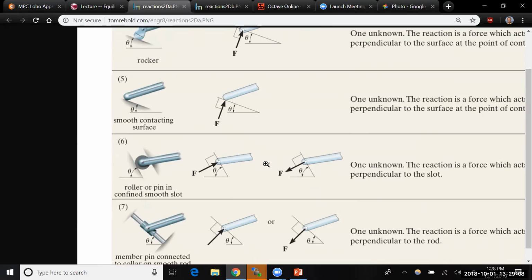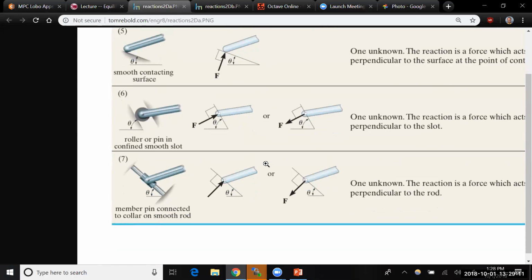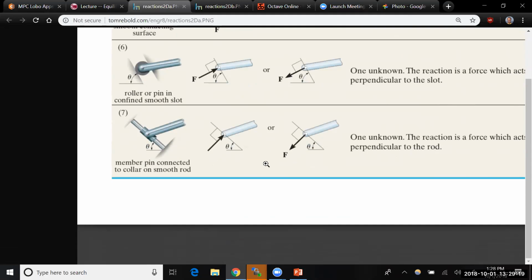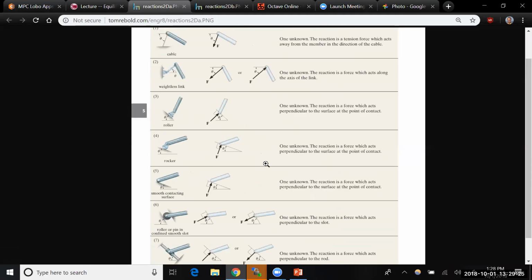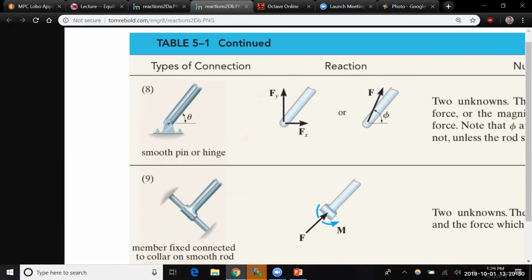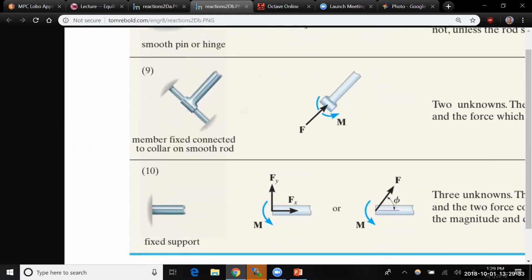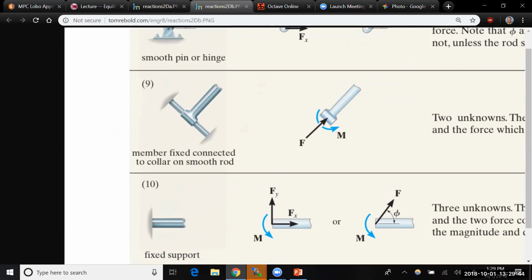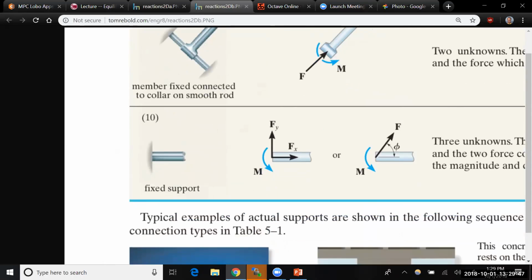There's again a smooth surface, you're just normal to that surface. A roller pin confined to a smooth slot, again, that's just going to give you a normal force. You might have a collar on a rod. That's also going to just provide a normal force. So these are types of things you can get. Also, there's your smooth pin fixed on a smooth rod. Again, you can have a normal force, but also because of that collar, you can have a reaction moment provided. It's going to keep it from rotating in the XY plane. And then there's your fixed support.